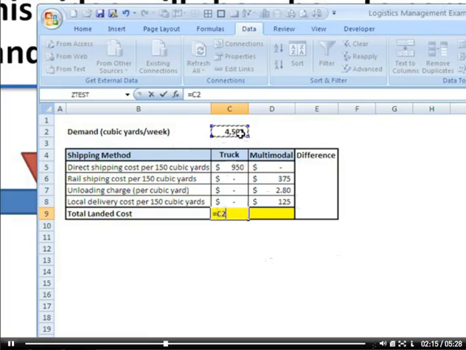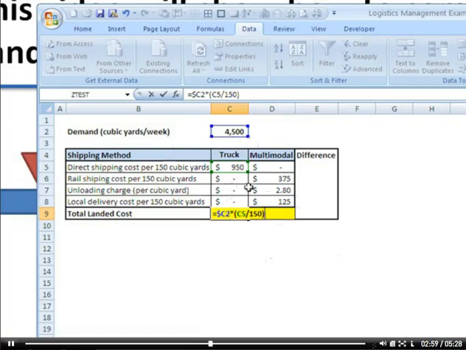To compute total cost, we simply take the demand and multiply it, and we're going to anchor the column reference, by the cost of shipping 150 cubic yards. I'm going to open up a parentheses because the demand is expressed as cubic yards, but the shipping cost is for 150 yards, so I must divide that by 150 cubic yards. And I could leave it at that because that's the only mode we're using, but I'm going to go ahead and write the entire formula that includes all of these costs, even though there are no additional costs for shipping purely by truck, but that way we can write the formula once and copy it over to the next cell.